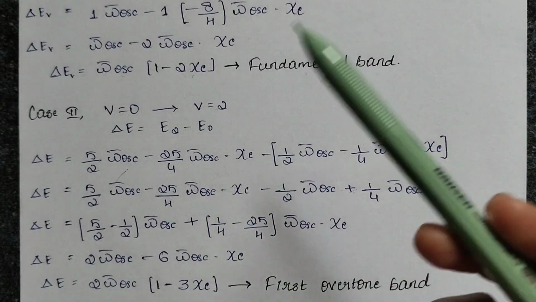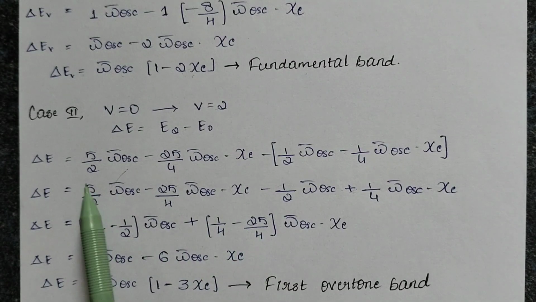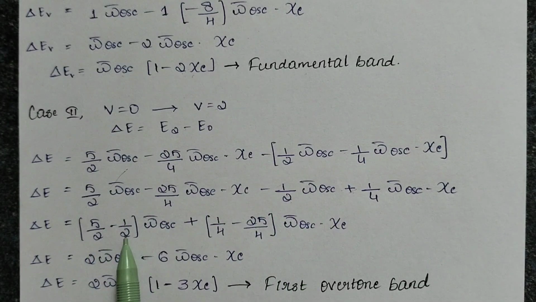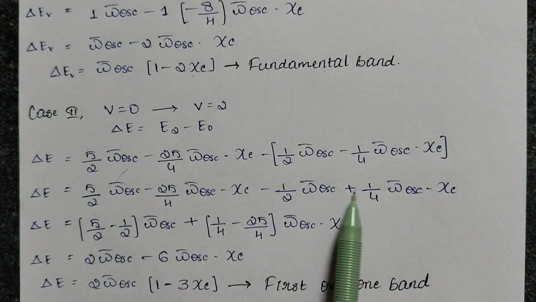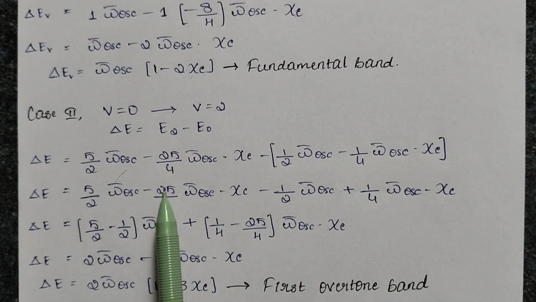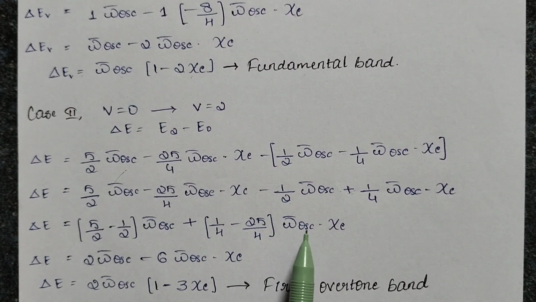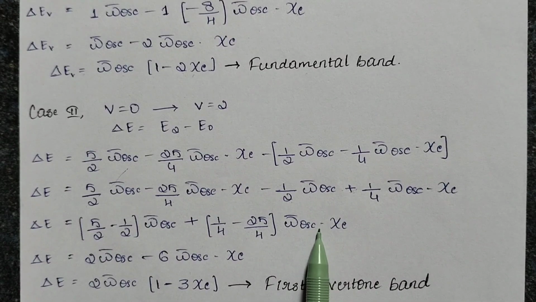Now the thing which we did in case number 1, that is getting the denominators together and evaluating them, here also we have done the same thing. That is 5 by 2, here it is 1 by 2, so we have grouped them. This is called grouping. So we'll get the next equation as 5 by 2 minus 1 by 2 into omega dash oscillation, because this is the common term which is included, and here we have got plus, so we'll write here also plus 1 by 4 minus 25 by 4, and the common terms which are included here are omega dash oscillation and Xe. So this is what we have put here.